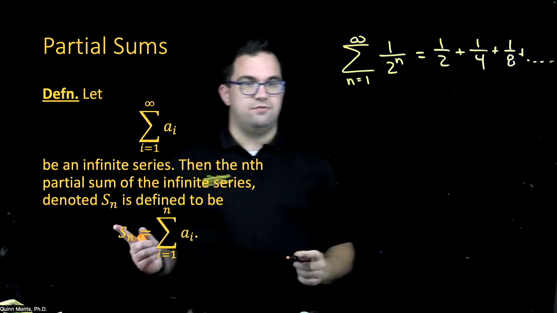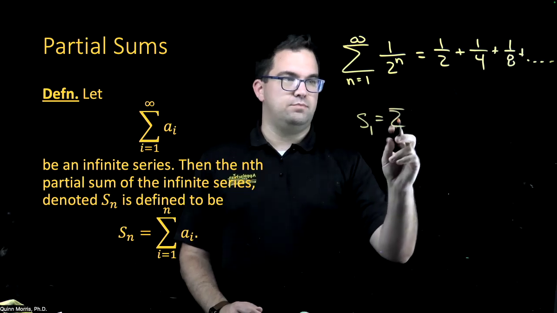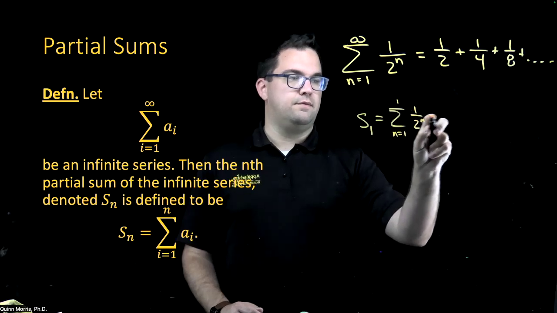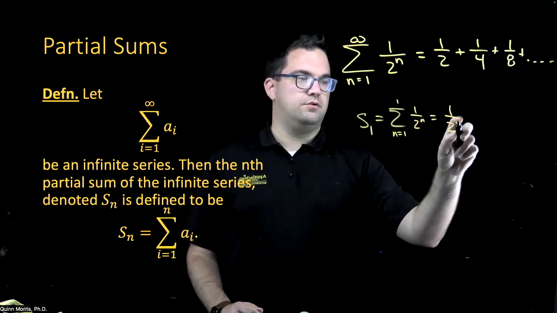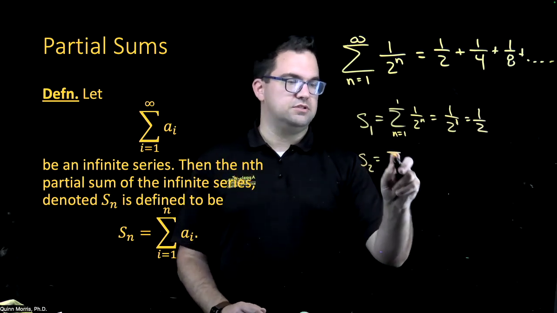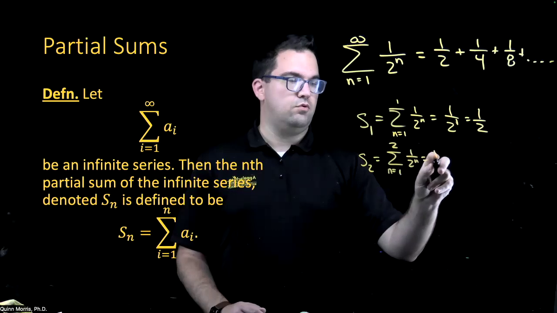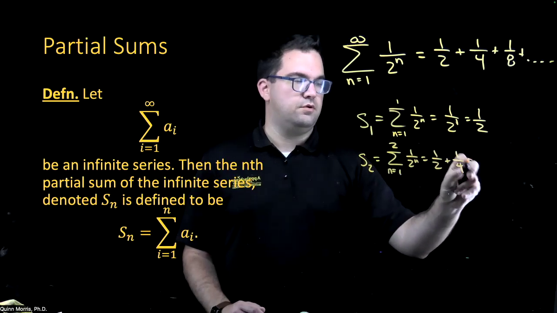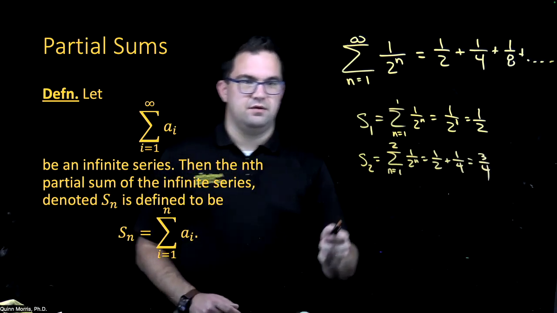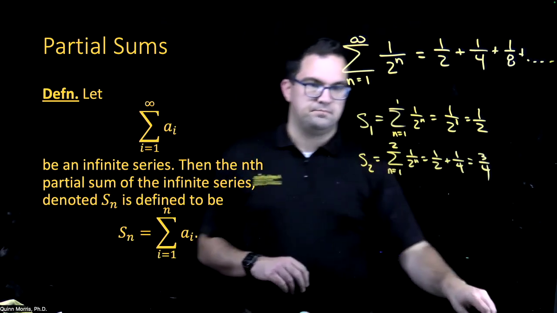And what we actually did was calculate the partial sums. The first partial sum would be the sum from n equals 1 up to 1, so just the first term, which is 1 over 2 to the 1, or 1/2. S sub 2 was the sum from n equals 1 to 2 of 1 over 2 to the n, or just 1/2 plus 1/4, which was 3/4, and so on and so on. So the things we calculated are exactly what we want to call the nth partial sums.